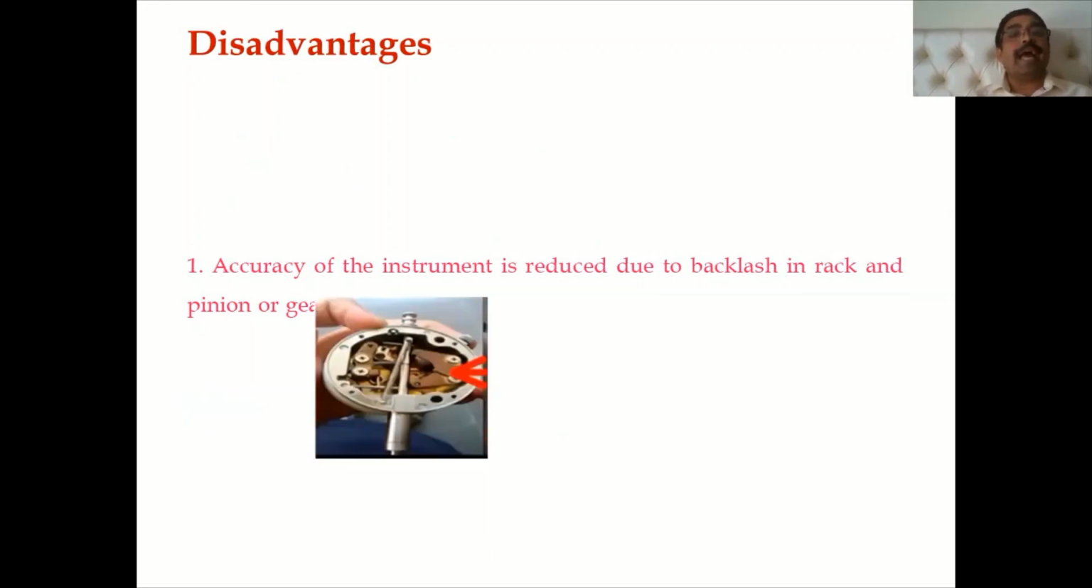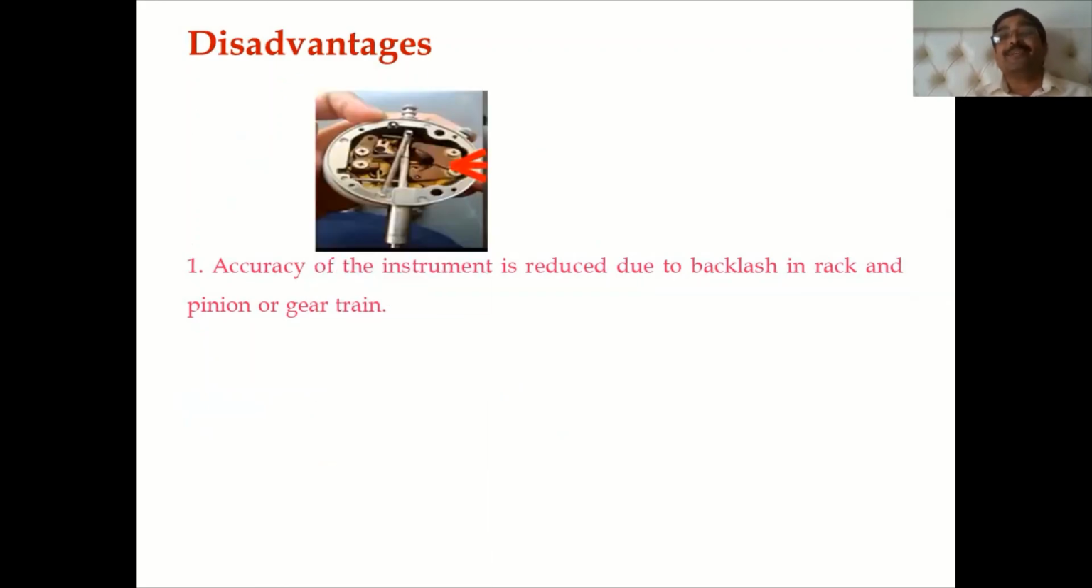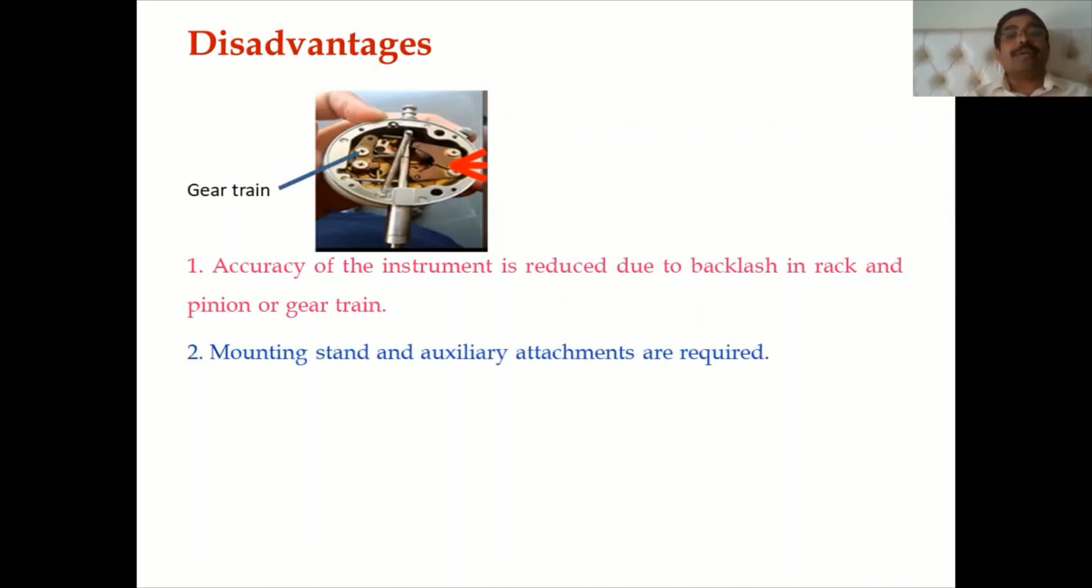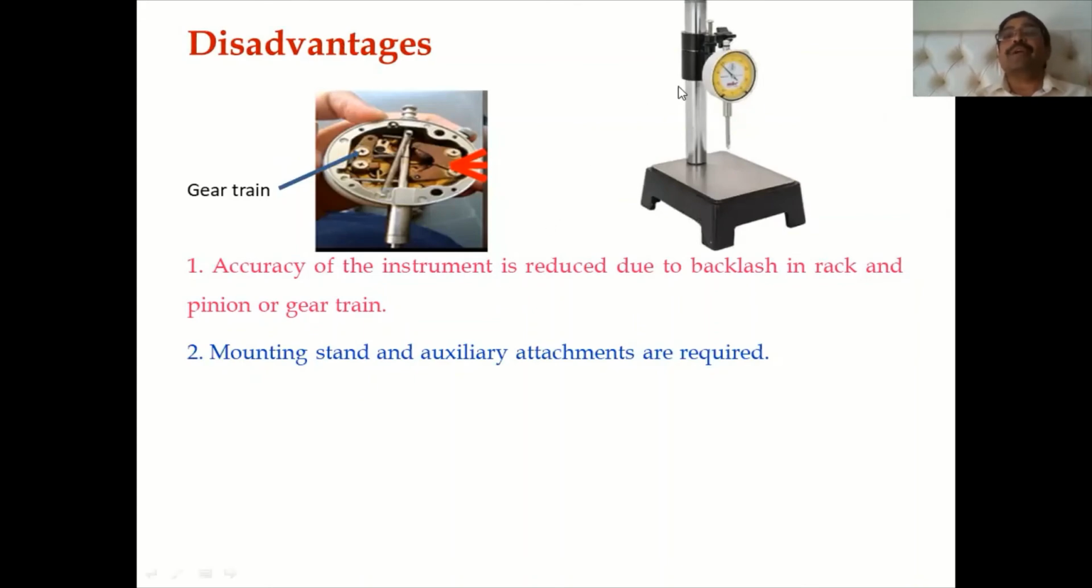Here I have shown that the accuracy of the instrument is reduced due to the backlash in the rack and pinion. So the accuracy of our dial gauge is reduced due to the number of rack and pinion mechanisms and gear trains that are there. So that is the biggest disadvantage, right? This is the gear train inside this. Then a mounting stand and auxiliary attachment is required. What it means? If we only use the dial indicator it will not work; with it we need a stand, right, and a base also. So all this is required.